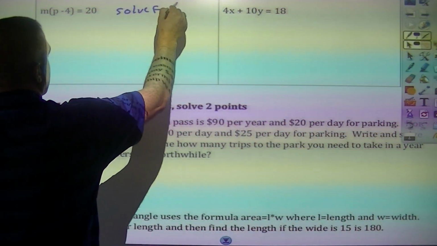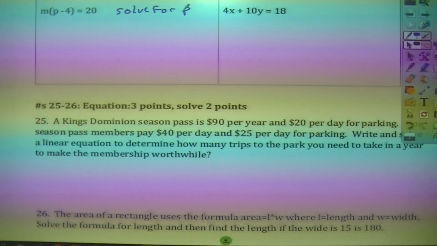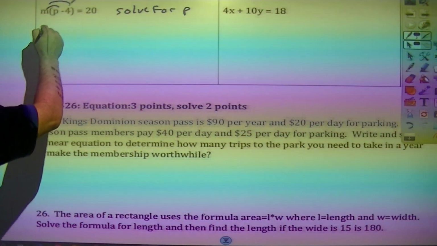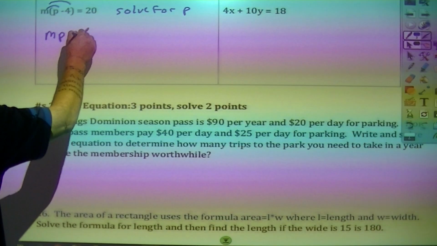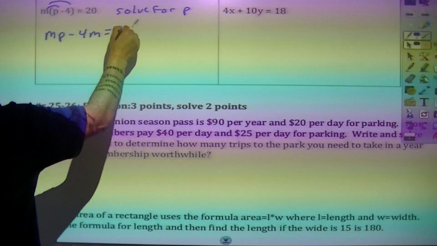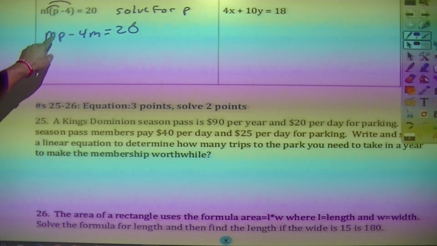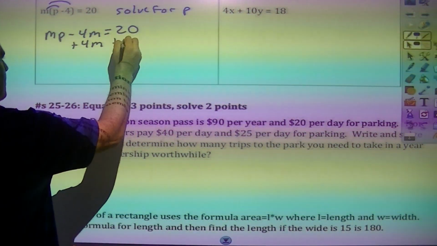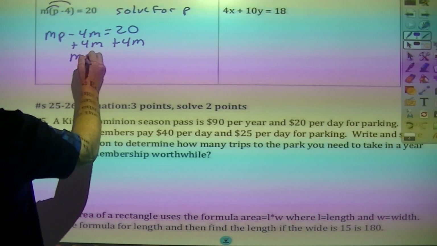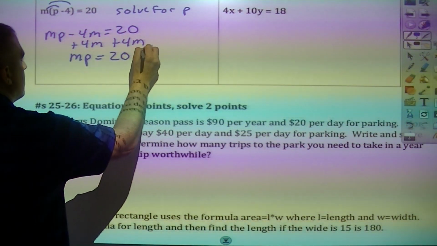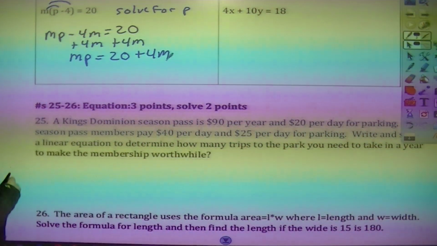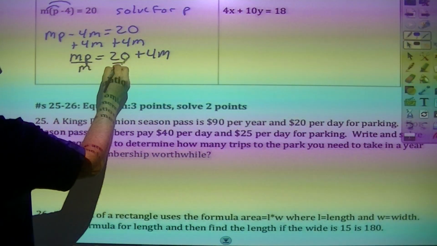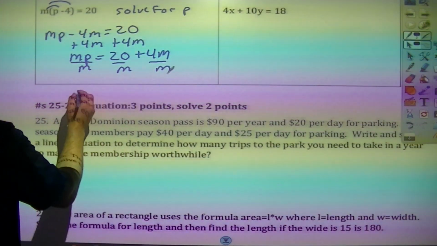for P. Now, what you're going to have to do here is distribute. So MP minus 4M equals 20. Okay, I want to keep this here. I want to deal with that last. So I'm going to add 4P to the other side, or 4M, I'm sorry. So I got MP equals 20 plus 4M. And then I want to divide the M away, because this is attached by multiplication. And so I'm going to divide both parts by M.